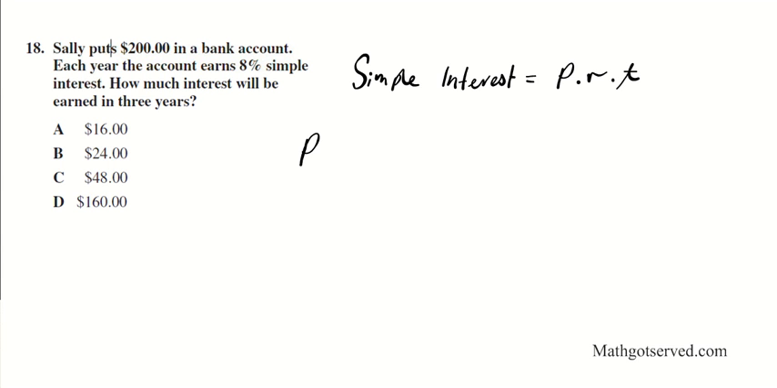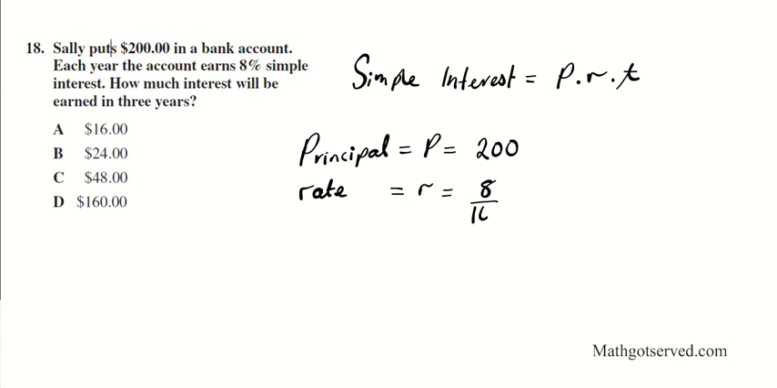P is principal, which in this problem is what you started with, $200. R is the rate, the percentage in decimal form, which in this case is 8%. 8% is 8 over 100, and 8 over 100 is the same thing as 0.08.